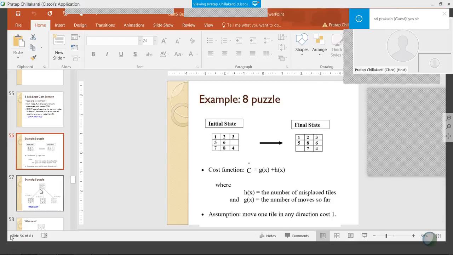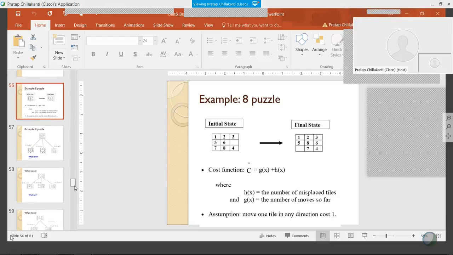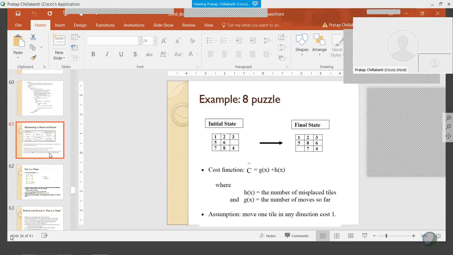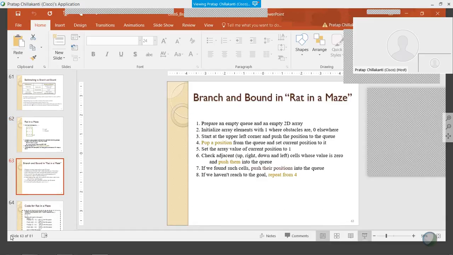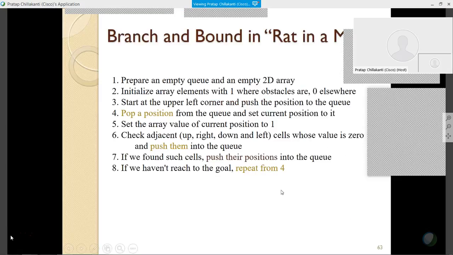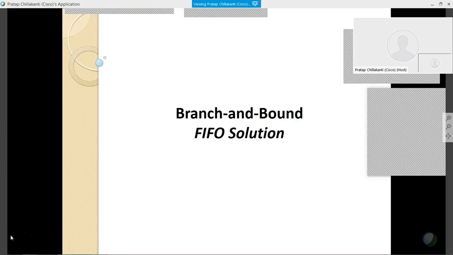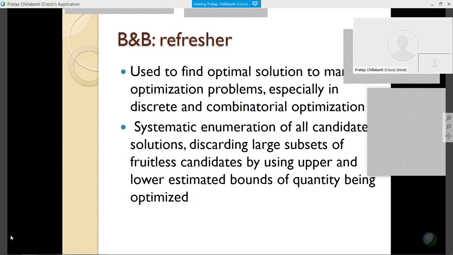Very interesting problems, huh? That's why I love data structures. It's like a never-ending excitement, as I call it, to solve these things, right? So I gave another example of rat in the maze. Students can convince yourself outside of the class. And then you have the branch and bound FIFO solution, okay?